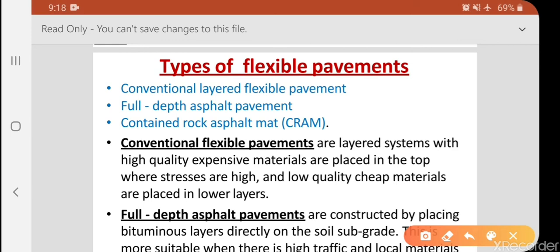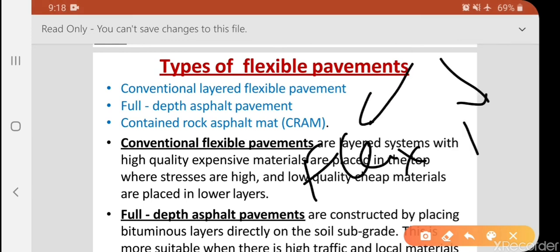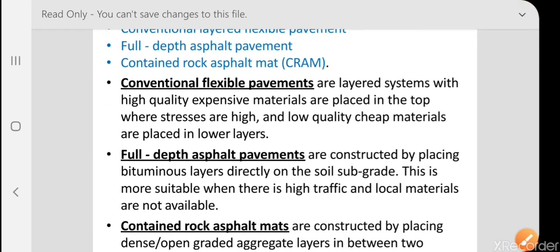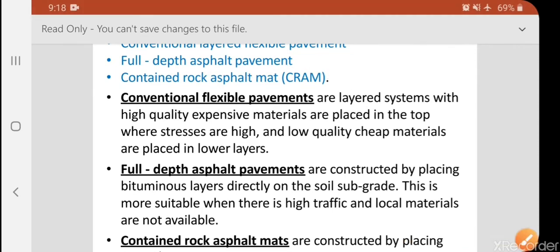We have learned two types in total. One is flexible, another is rigid. Again, in the flexible there are three types: conventional layered flexible, second full depth asphalt pavement, third contained rock asphalt mat. The first one is conventional flexible. As the name indicates, it is the conventional method.